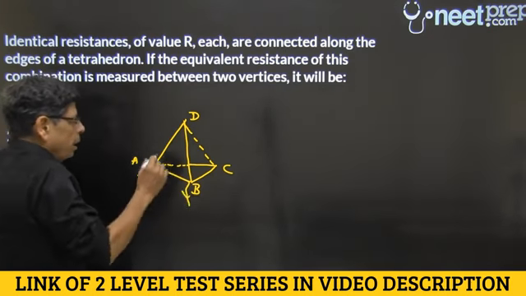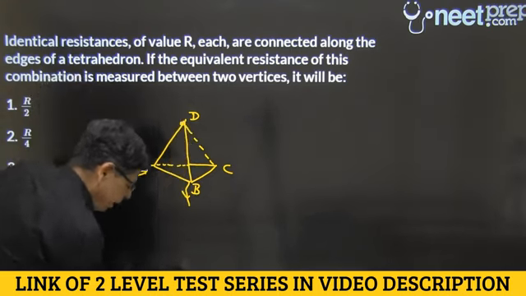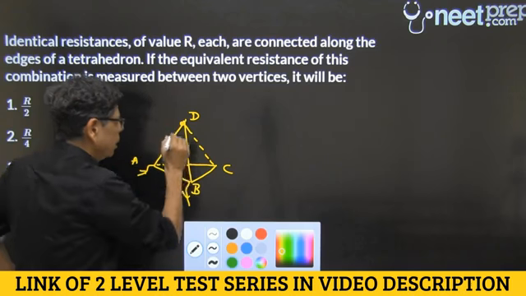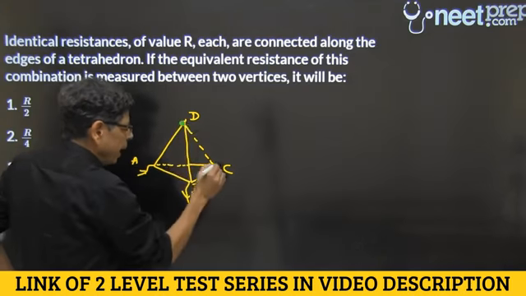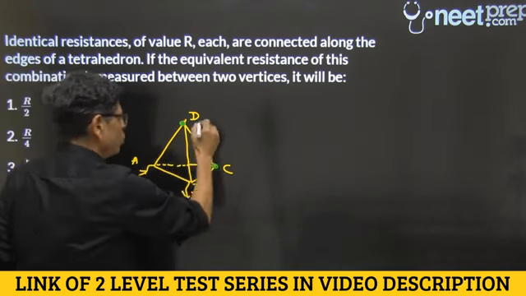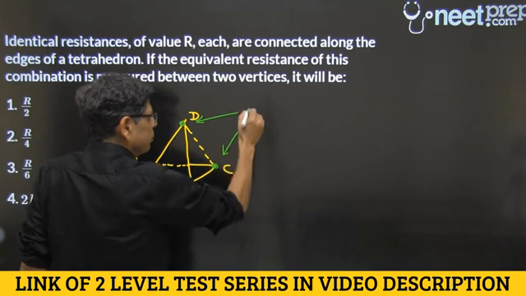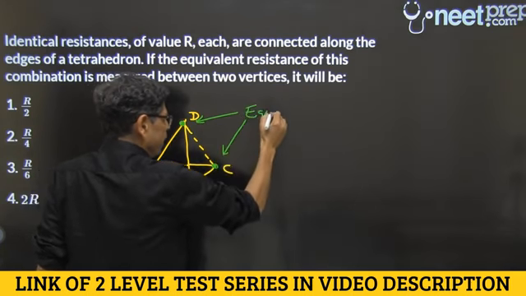Can you see that point D and point C are equipotential? These two points are equipotential. This is by symmetry.